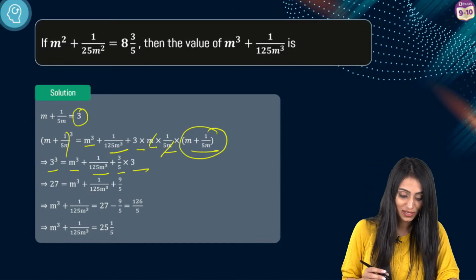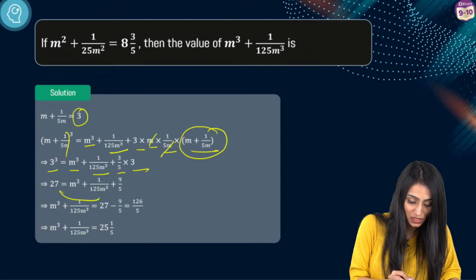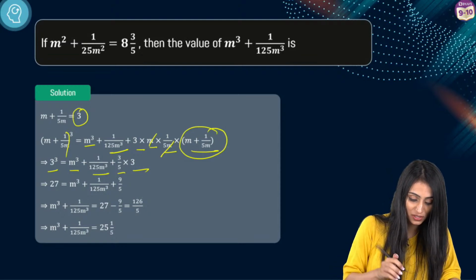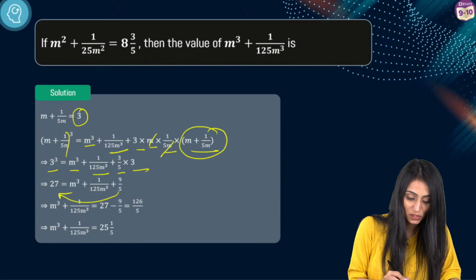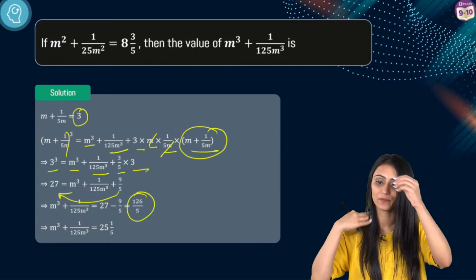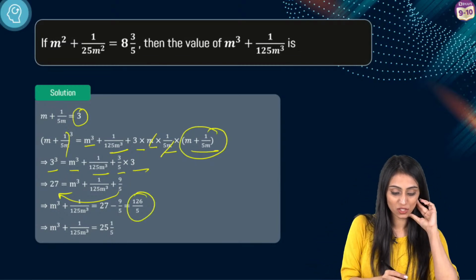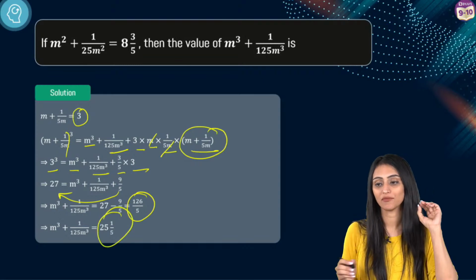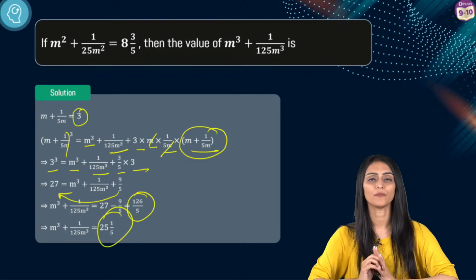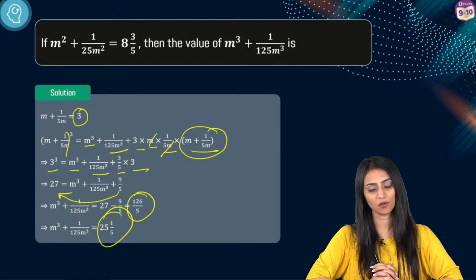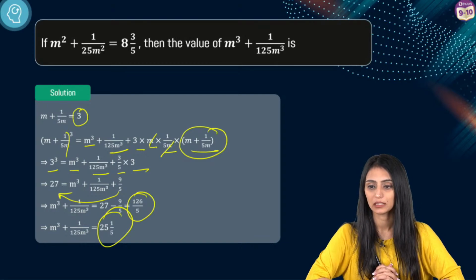Alright. So what we will do here is simplify, take 27 to the other side, this 9 by 5 to the other side, and what I'm going to get is 126 by 5. Yes, so if I divide it, that's going to be 25 1 by 5. Well, it's available. You can check Olympiad questions, previous year papers. You can get them online also. It is easily available.